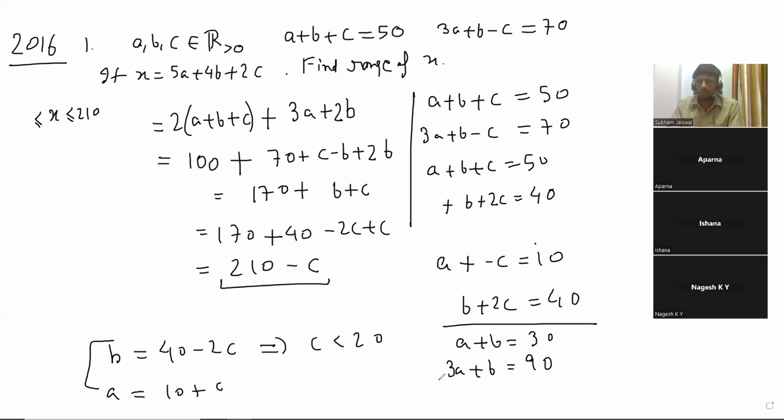Right. This should give positive solution. A is 30 then. Then B becomes 0. Yeah, so that is fine, right? A is so like, how to say this? So you can say that A is like less than 30 and B is greater than 0 and C is less than 20. Kind of.